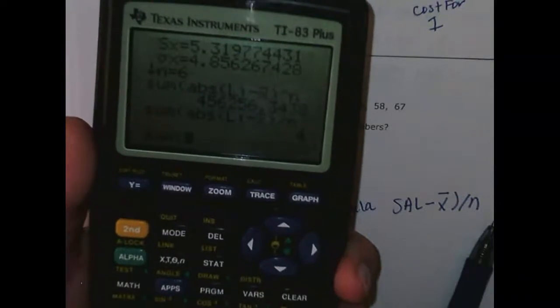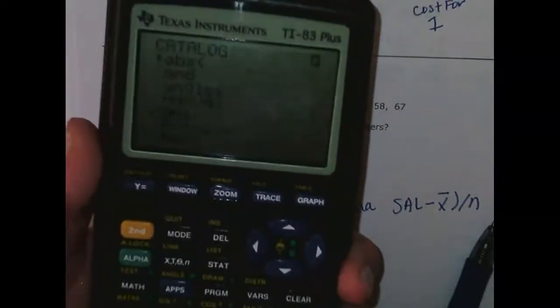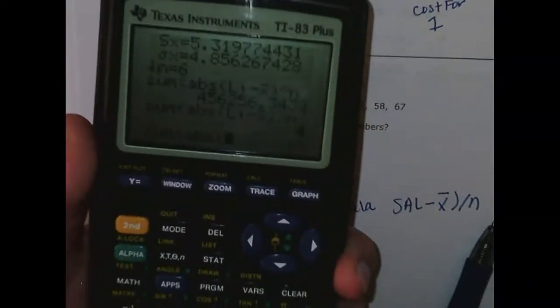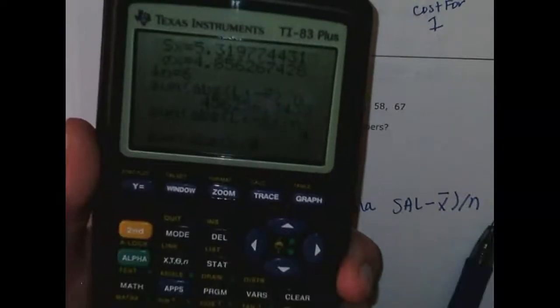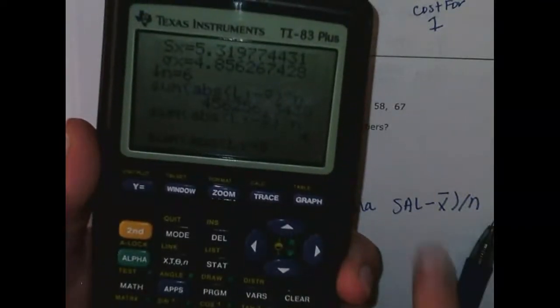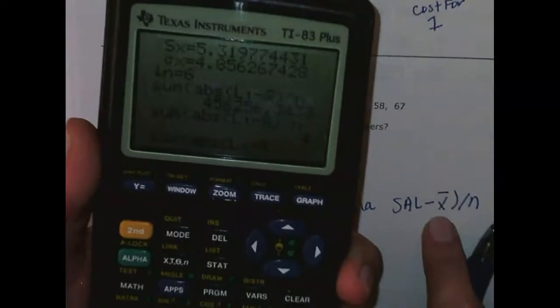I need an A. That's absolute. It's under catalog again. It's the first one. And then I need list 1. You should know where that is. I need a subtract sign. I need x with the minus on top. That's a variable, right? X is.